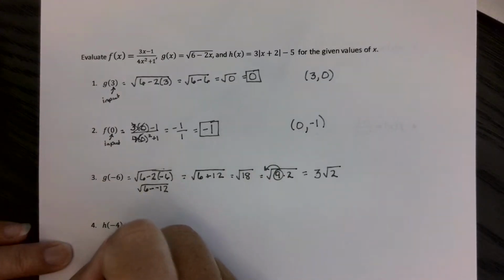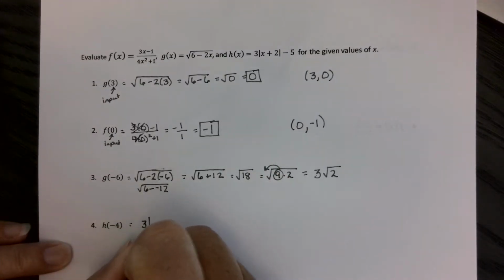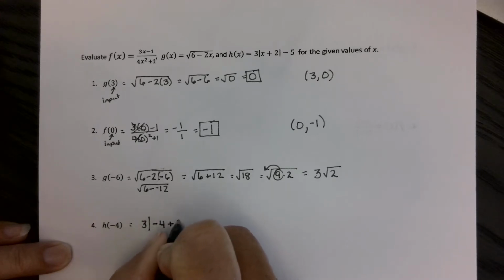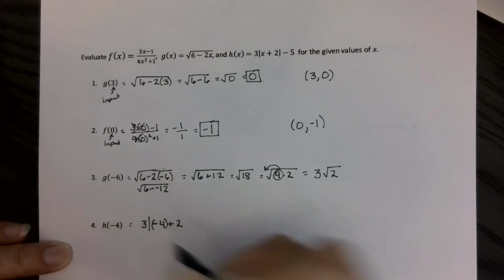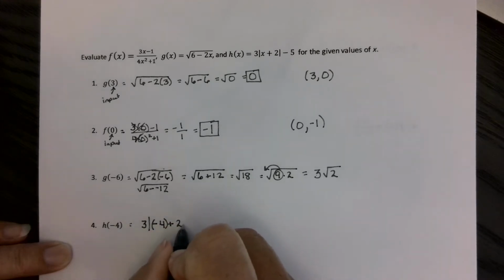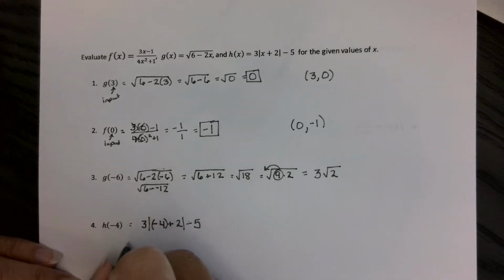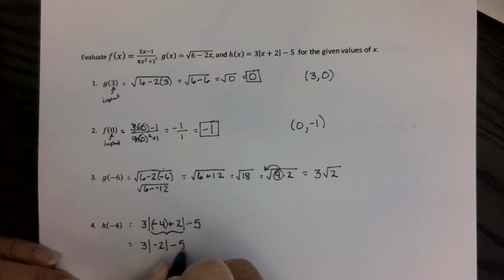So you have 3 times the absolute value of negative 4 plus 2. Now again, you can put that in parentheses. It doesn't really matter. Minus 5. Don't forget about that. So we're going to do what's inside here first. Negative 4 plus 2 gives us a negative 2 inside the absolute value mark.